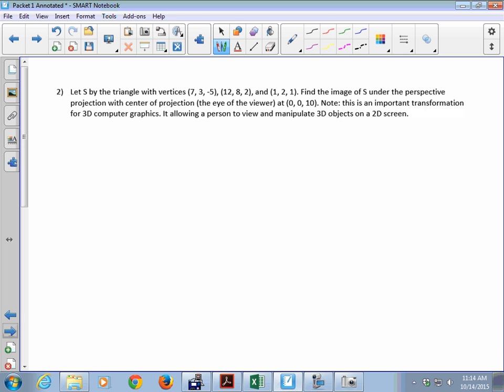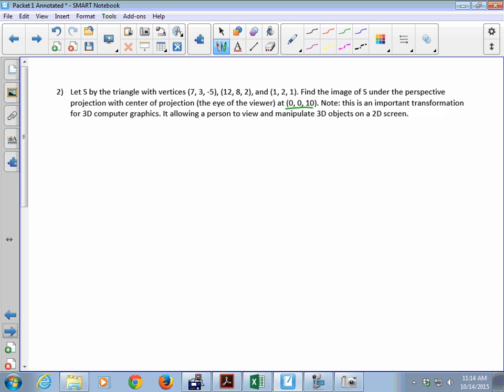Okay. So I want to find the image of S under the perspective projection, where my center of projection, that's the eye of the viewer, is at 0, 0, 10. So this is an important transformation for 3D computer graphics, allows a person to view and manipulate 3D objects on a 2D screen.